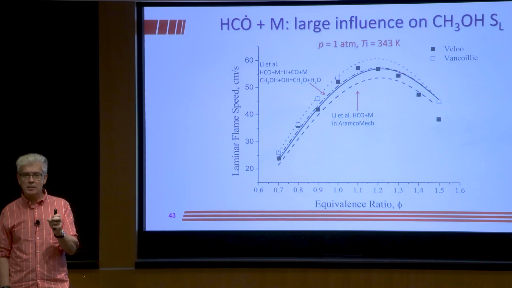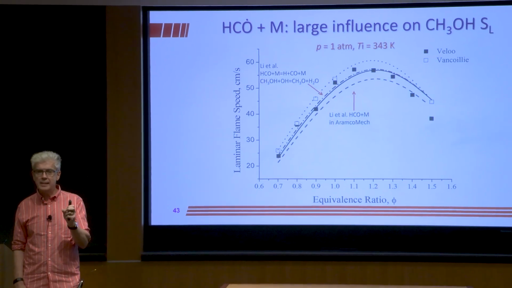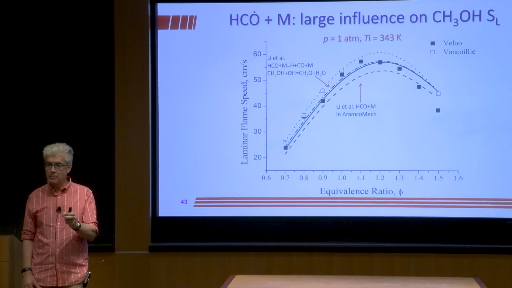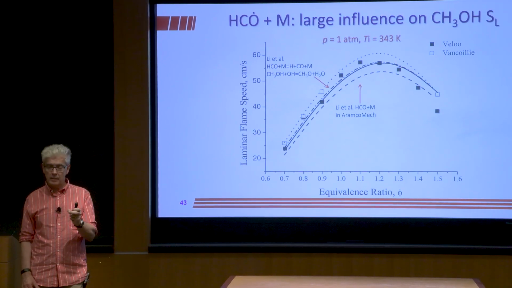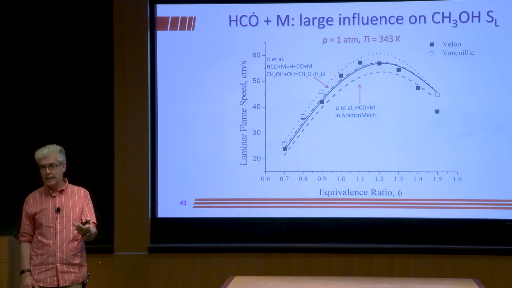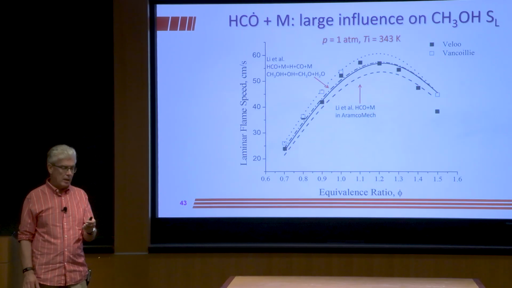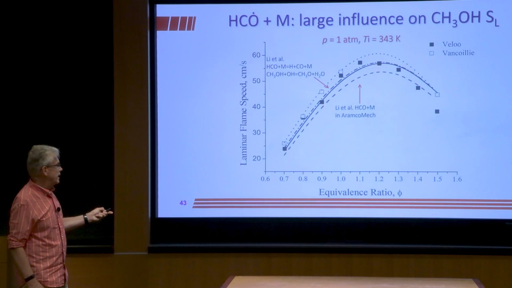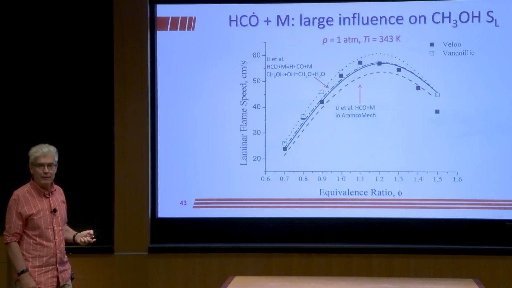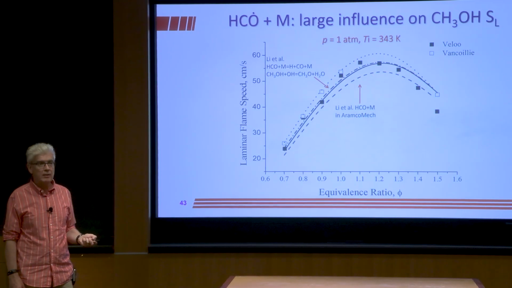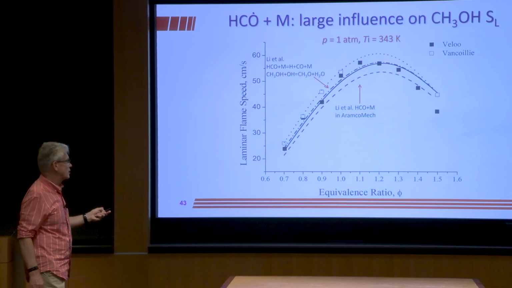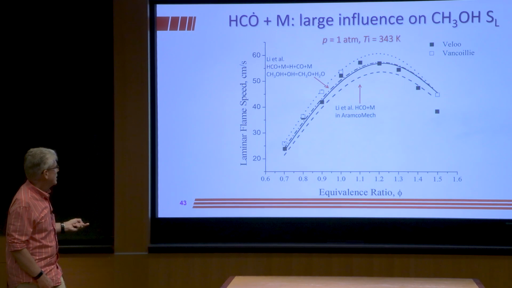The difference is just we were 20% faster in the rate constant for the HCO decomposition in Aramco-Mech compared to the Lee mechanism, okay? But that 20% has this predicted change in the flame speed. And it's certainly more than 20%, but it's a big change, right? And it's a big underprediction of the flame speed, right?